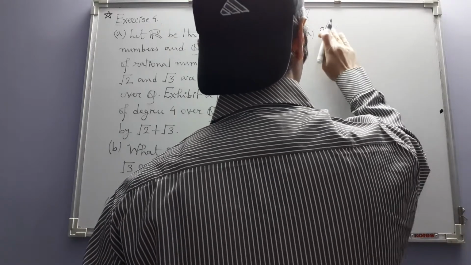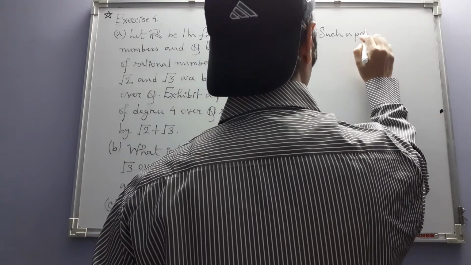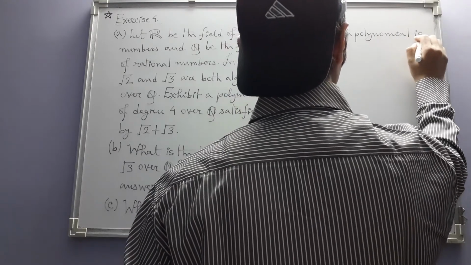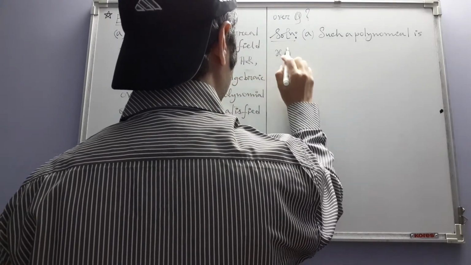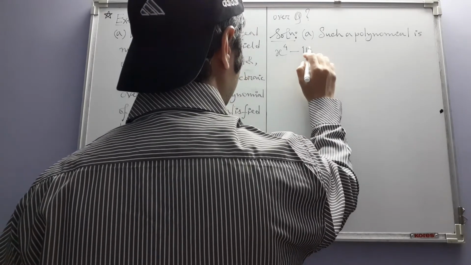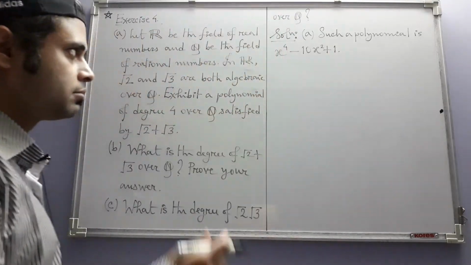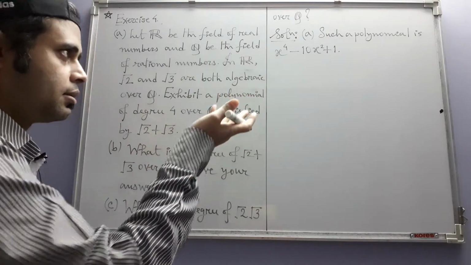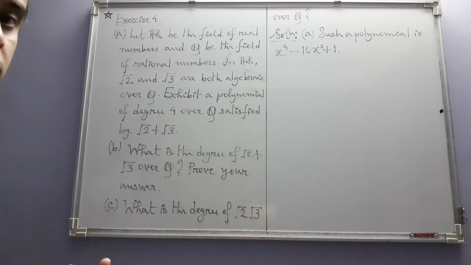Such a polynomial is, what was it, x to the power 4 minus 10x square plus 1. You can easily verify that this is satisfied by this number, and moreover it's a polynomial over the field of rational numbers. In fact, the coefficients are actually integers.